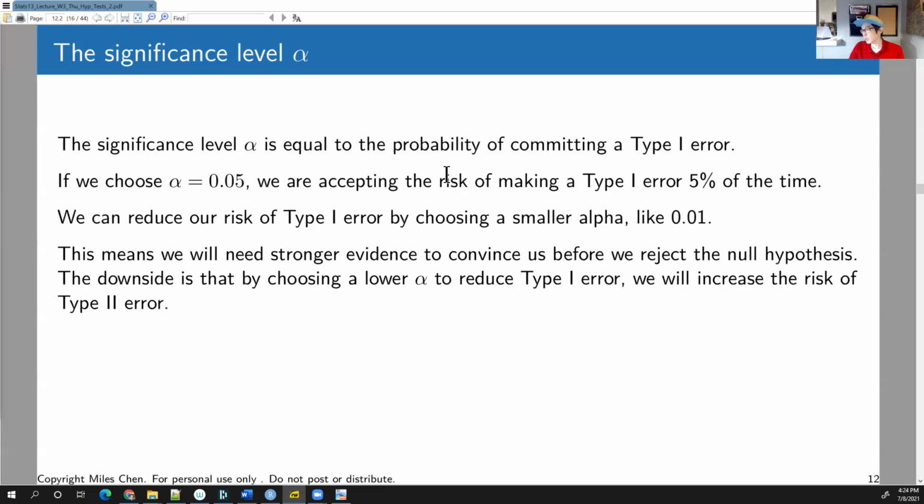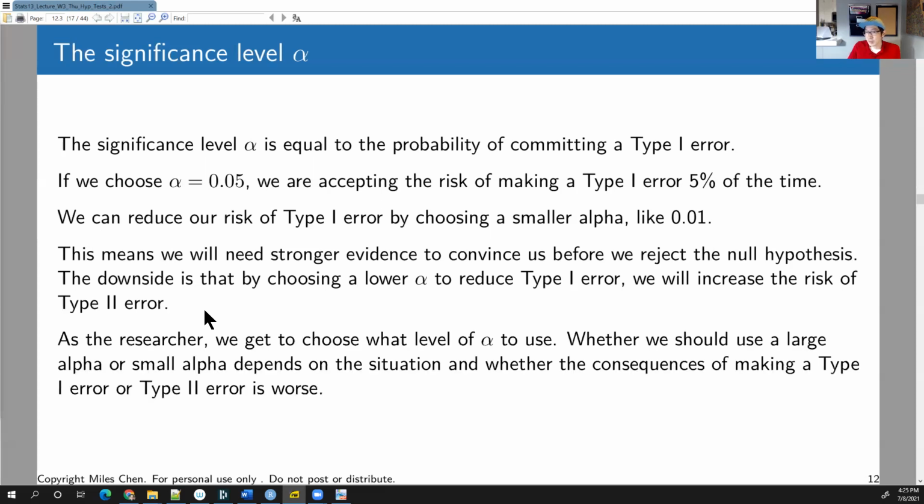So the downside of picking a really small alpha is that you are going to increase the risk of a type 2 error. You need a lot more evidence before it convinces you to reject the null hypothesis, and that's going to increase the risk of a type 2 error, because now there's going to be more times where you should have rejected the null hypothesis, but because you were being overly cautious, you didn't. Okay, and that's the type 2 error.